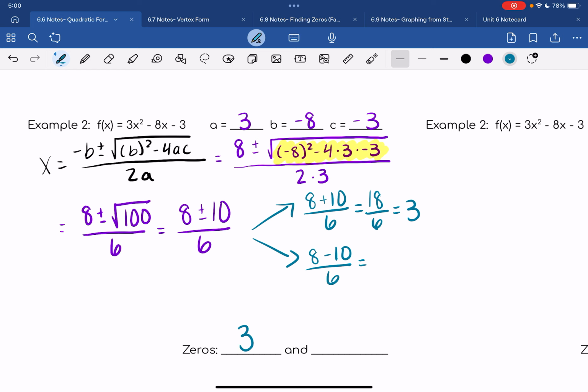And then 8 minus 10 is -2 over 6. -2 over 6, I can divide the top and bottom of that both by 2. So -2 divided by 2 is -1. 6 divided by 2 is 3. So I get -1/3. Awesome. That is all for 6.6.